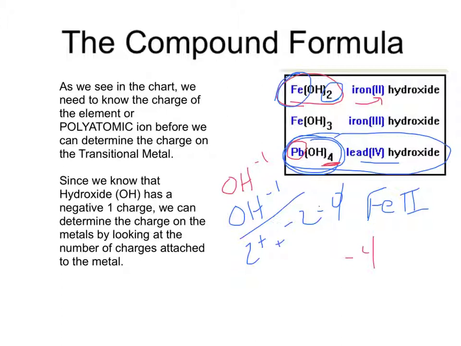So what's the charge on that lead got to be? It must be a +4. So when I add those together, I get back to neutral. So then I would write lead, and I would write the Roman numeral for 4. And then I would just write the name of my polyatomic ion or my element beside that for whatever my anion is.